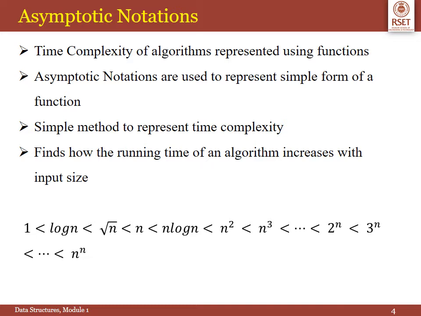Now before we begin, let us quickly refresh the comparison between functions, or let us try to write these functions in increasing order of their value. Always remember the increasing order given in the slide: 1 is lesser than log n, lesser than root n, lesser than n log n, which is lesser than n square, n cube, etc., 2 raised to n, 3 raised to n, etc., n raised to n. That's how generally a function grows.